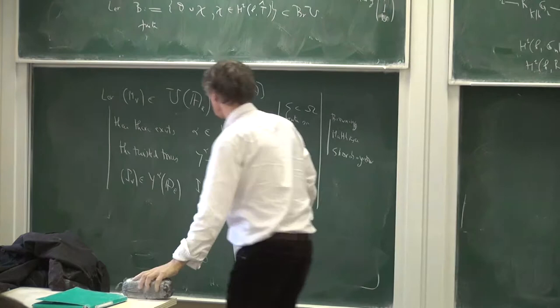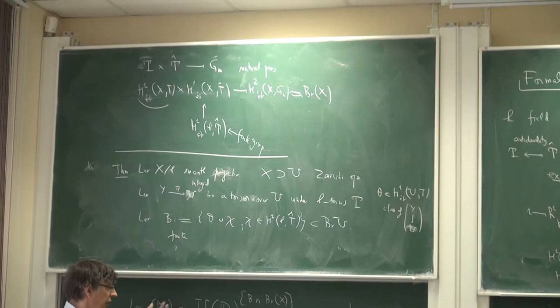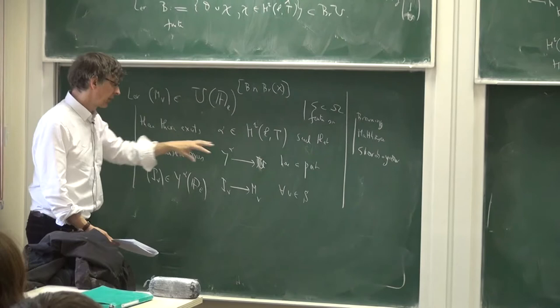You see, so the theorem asserts something: we start with something which is orthogonal to the Brauer group, and we produce some element alpha in H1(K,T). Okay? With this property here, so this proof.